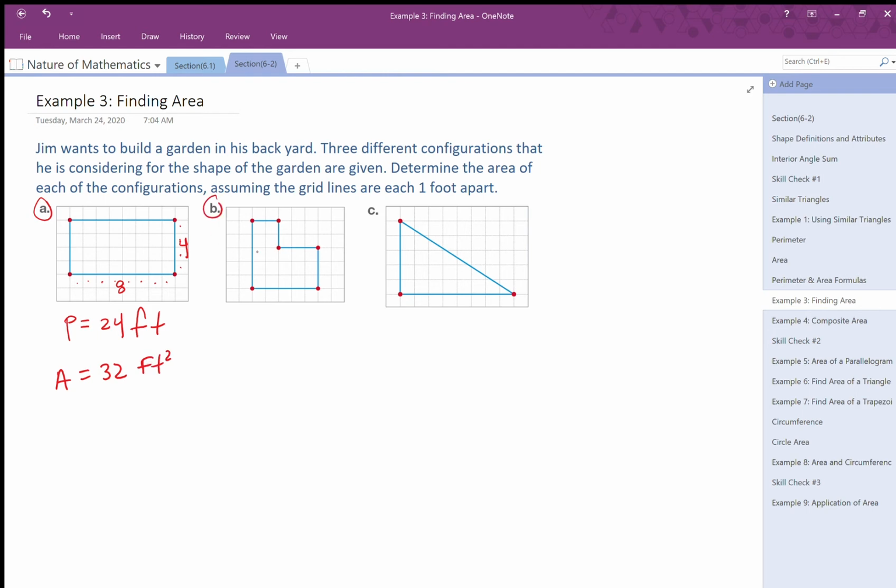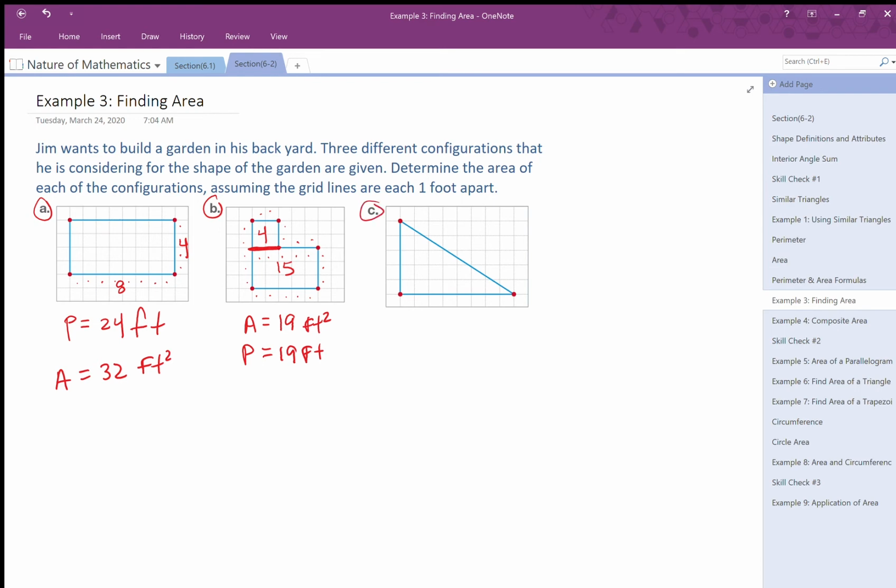In example B, we can cut this figure up into 2 pieces, and the area of the top square would be 2 by 2, which is 4. The area of the bottom rectangle is 1, 2, 3, 4, 5 by 3, which is 15. So the area is equal to 19 feet squared. If we wanted to find perimeter, we would just count our way around. Perimeter equals 19 feet as well.